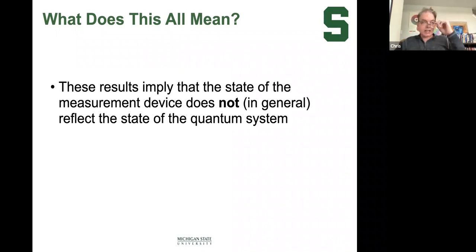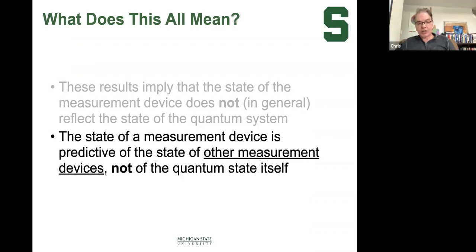Now, in a sense, this looks crazy at first. It's like, well, but in a quantum measurement, I want my measurement device to reflect the quantum state. But the answer is you can't have that because that's quantum cloning. The quantum state is in a superposition. Your measurement device cannot be because it's classical. So it will not tell you what the state of the quantum system is. However, it will tell you something else. It will tell you what the state of other measurement devices are.